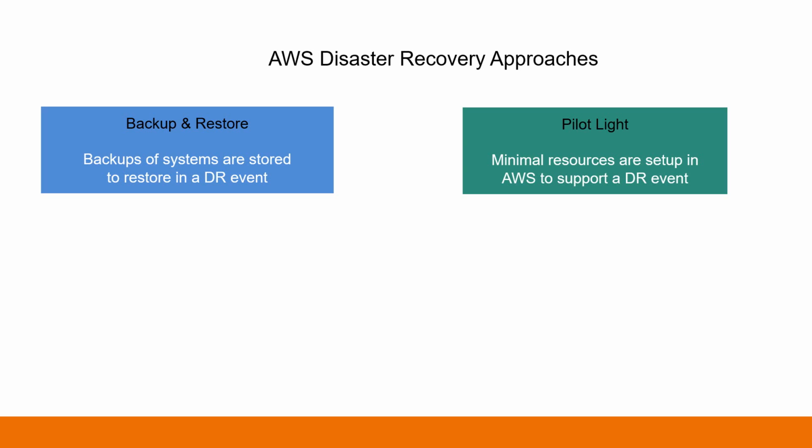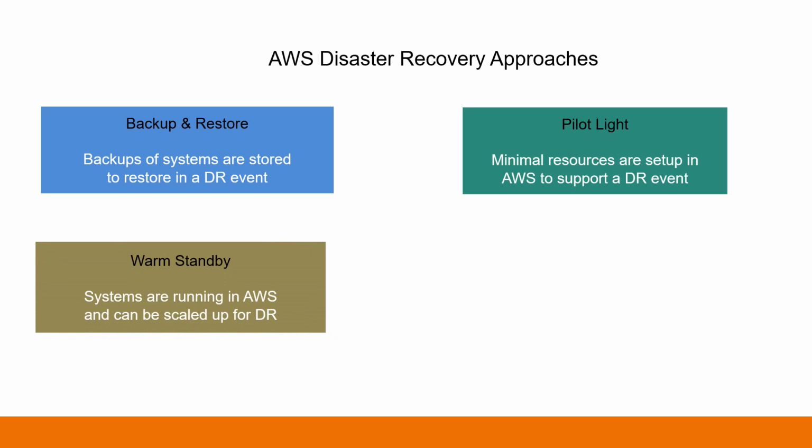Then we have warm standby. Now in this case, you are going to have most of the infrastructure needed for running in AWS. However, it's probably not scaled yet to actually meet the load of your users. But in this case, it's ready to go at a moment's notice.